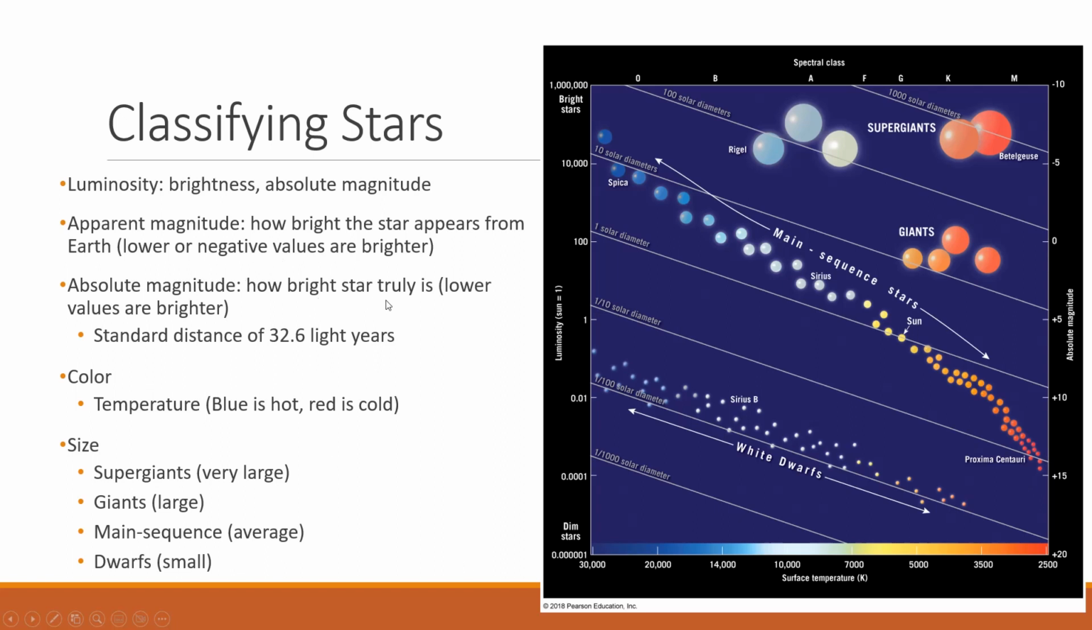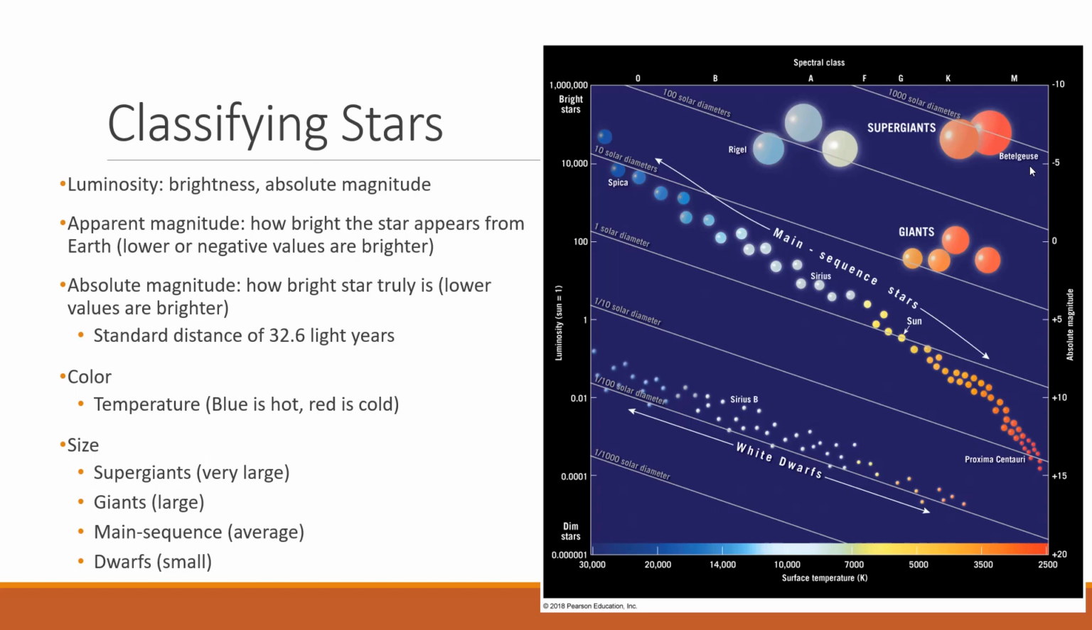Absolute magnitude is how bright a star truly is. So again, the lower the values, the brighter they are. This is measured as being at a standard distance of 32.6 light years from an observation point. So basically, we're going to look at all the stars from the same distance and then compare how bright they are. And that will give us an actual measure of the brightness.